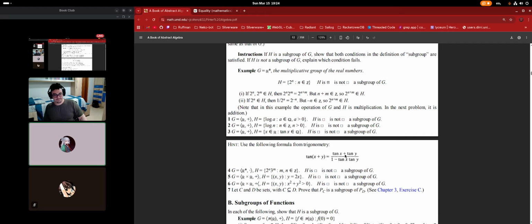Yeah, and this is clearly not a subgroup. Clearly, elaborate. Yes. Because what happens if that tan y tan x that you have at the bottom happens to be 1? Then this becomes undefined, right? Yeah. And undefined is definitely not in here, so this is not a subgroup.